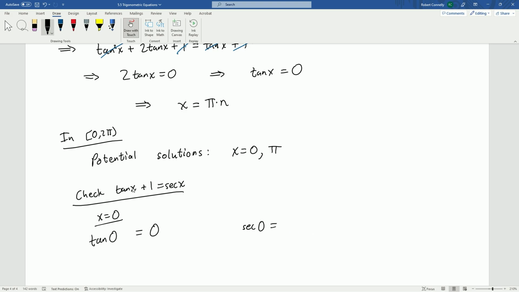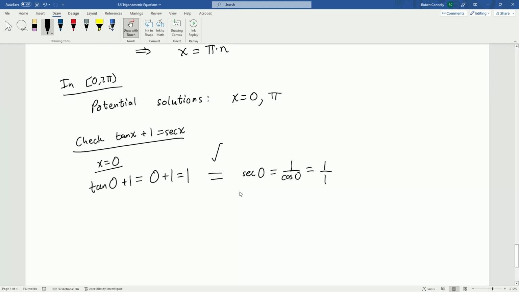Okay. Left-hand side is tangent of x plus 1. So this should have been tangent of 0 plus 1, which is equal to 0 plus 1, which is 1. Now the right-hand side is secant of x. So we plug in 0. That's 1 over cosine of 0, which is 1 divided by 1. Are these two things equal? Yes, they are. So x equals 0 is a solution.